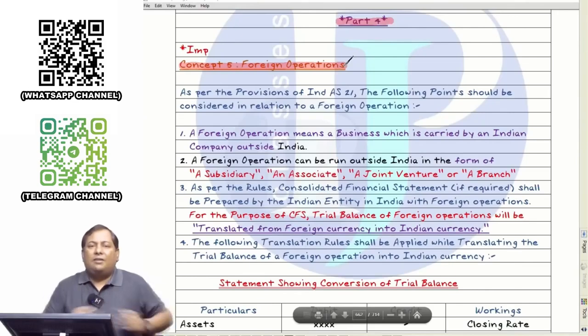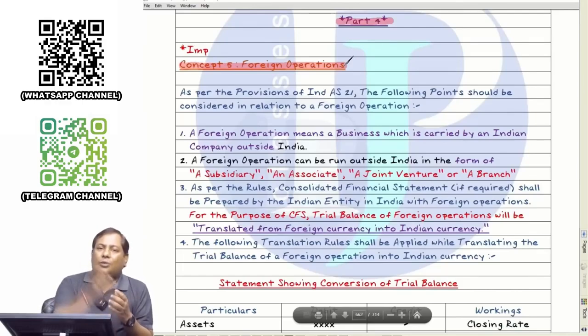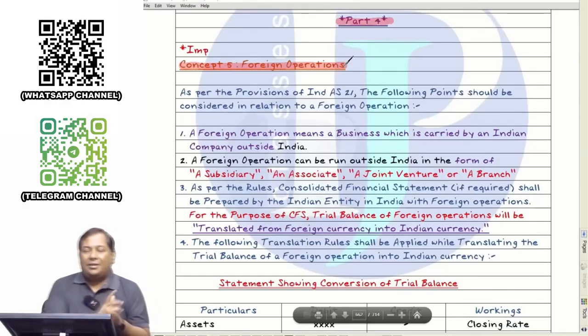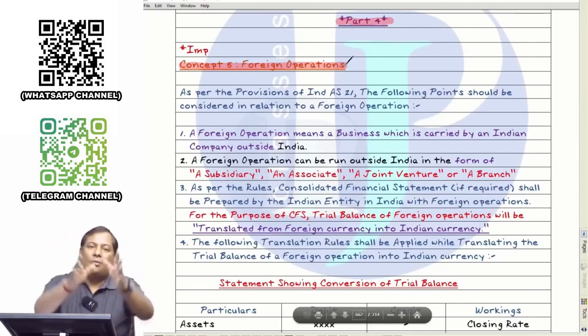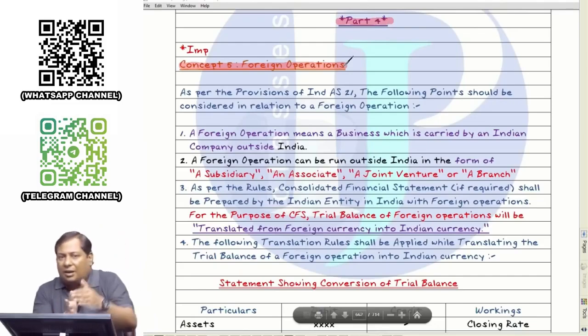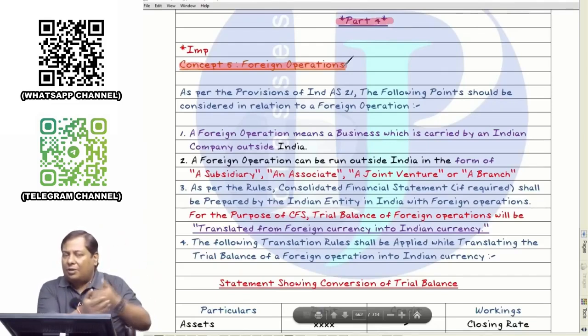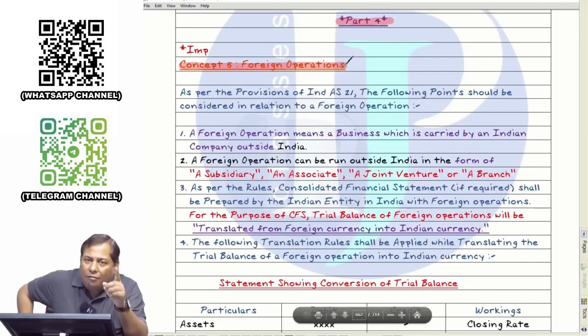First, I taught the foreign operations definition. I told you that if you establish a business outside of India, then it is your foreign operation. You can establish this branch in any form, like subsidiary, associate, or joint venture. So, any business outside of India is a foreign operation, and you can establish it in any form. Why are we reading this in AS 21? The foreign operation will have to be consolidated in India.